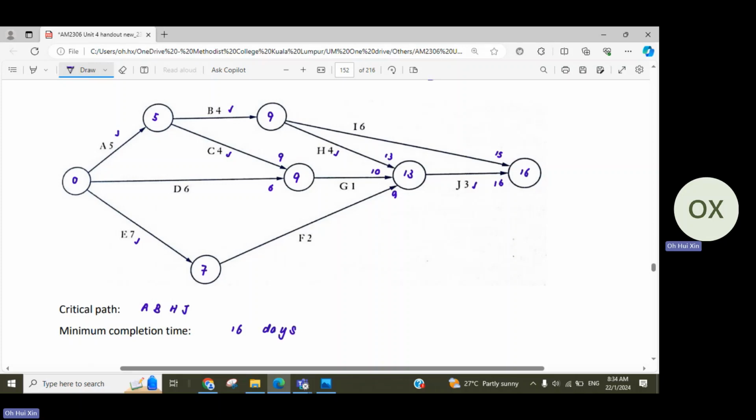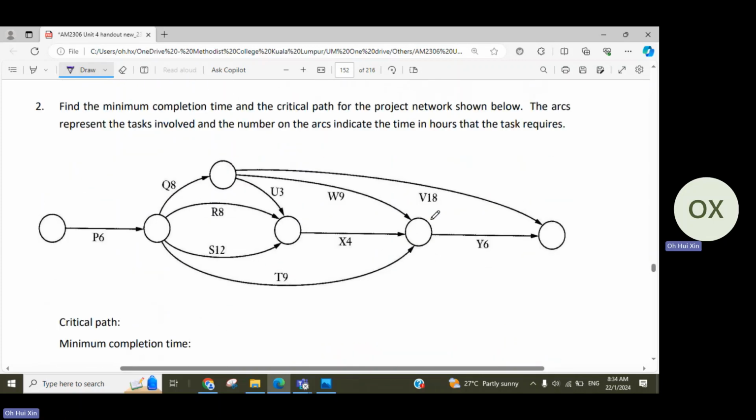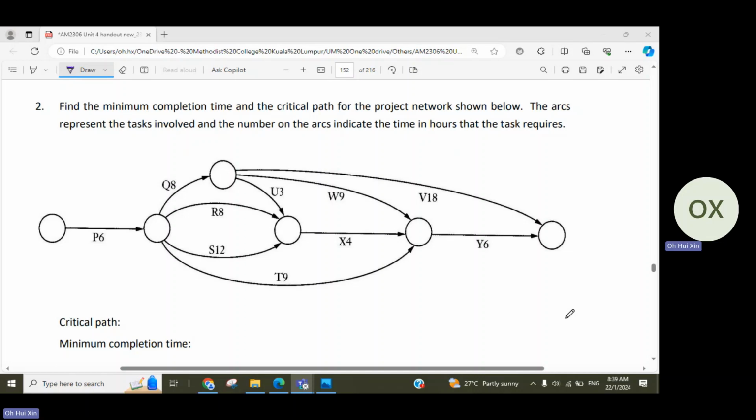All right. Now for question 2, what I want you to do is pause the video and try to do it yourself first. Spend like 2 to 3 minutes to complete this question before you continue to check your answer. All right, I hope you have tried, and let's discuss the answer.